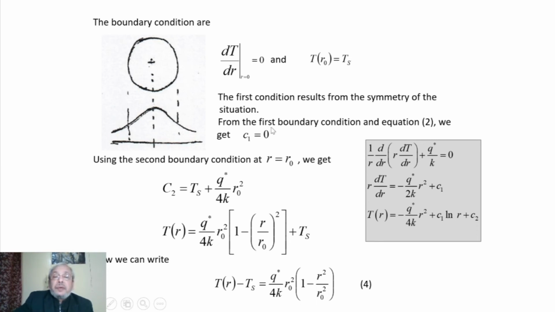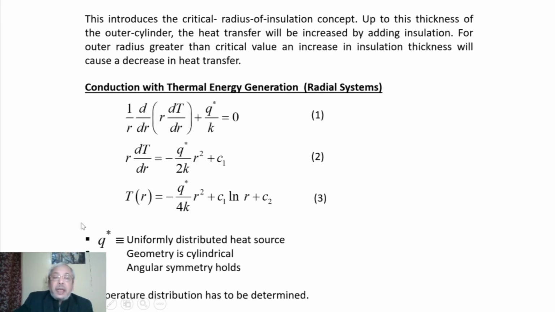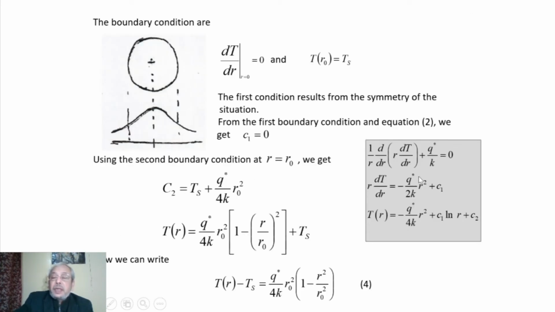Now, from the first boundary condition and equation 2, we have brought all three equations from the previous slide to this current slide. So this was our equation 2, and in equation 2, if we apply the first boundary condition, we definitely get dT/dr equal to 0. We get C1 equal to 0 at r equal to 0.